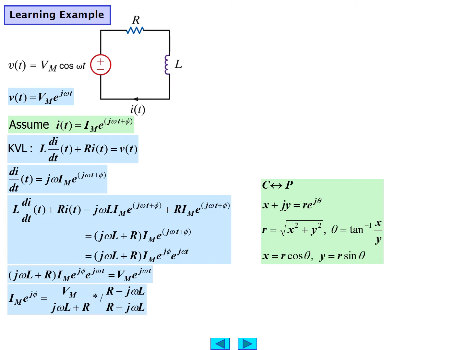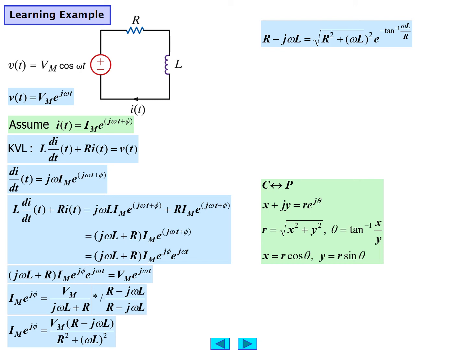Now we want to normalize this, so we're going to multiply it by R minus j omega L divided by R minus j omega L, which is essentially 1, but we're trying to normalize it, and we end up with this form. Normalization means that the denominator is a real number, not a complex number. We get I sub m e to the j phi is equal to v sub m times the quantity R minus j omega L, which we picked up from the normalization, divided by R squared plus quantity omega L squared, which we picked up from the normalization of those terms.